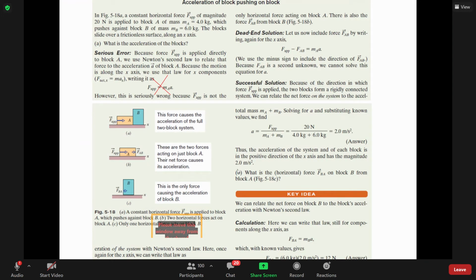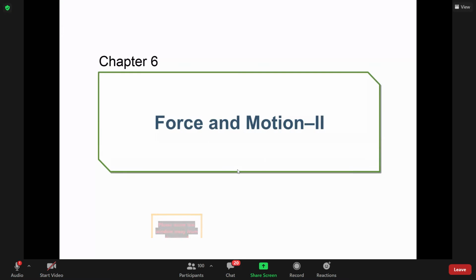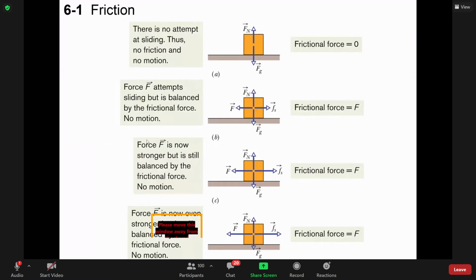Right, good. Now, here we start chapter 6. Chapter 6 is mainly dedicated to force and motion, but now we have an emphasis on 2 things: the friction forces and forces related to uniform circular motion. Okay, so what is the friction force? Recall that when we talked about friction, we said the force of friction is usually given by a curved F like this. And it's a vector quantity, by the way.